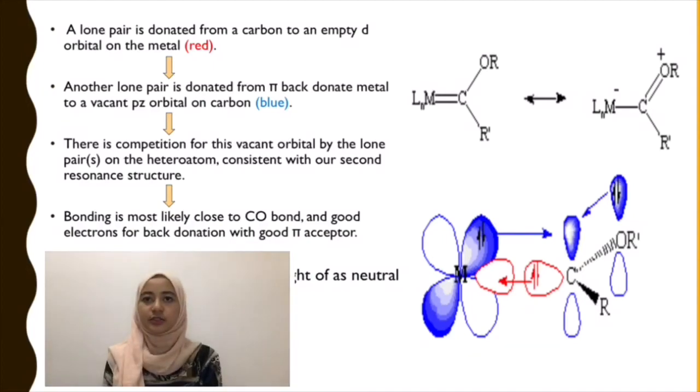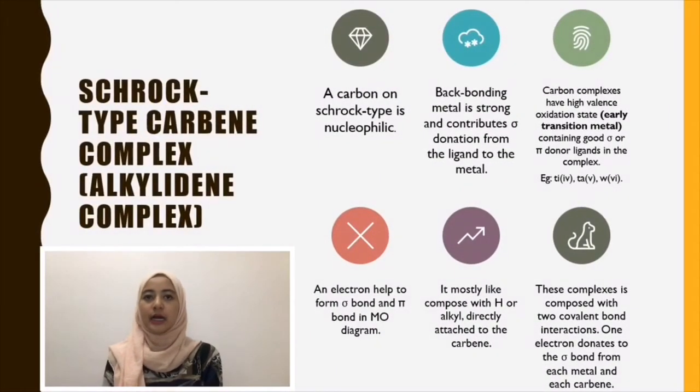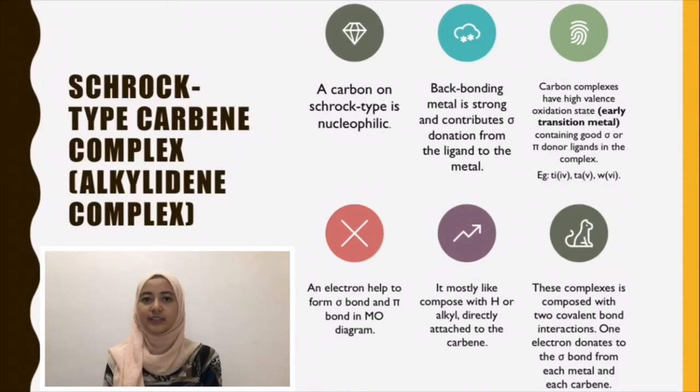Next is Schrock type carbene complex. It is also known as alkylidene complex. Unlike the Fischer carbene complex, which is electrophilic in nature, the Schrock type alkylidene complex is nucleophilic, and its back bonding to the metal is strong, and it contributes the sigma donation from the ligand to the metal.